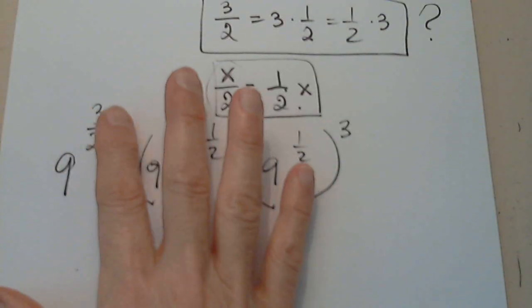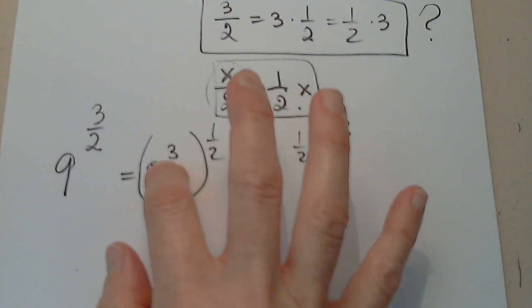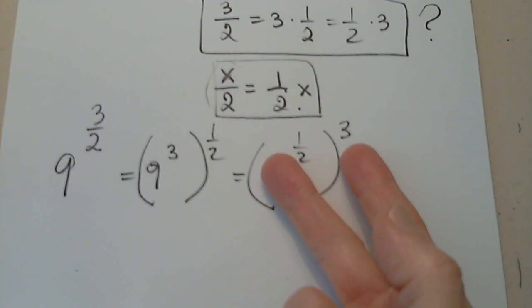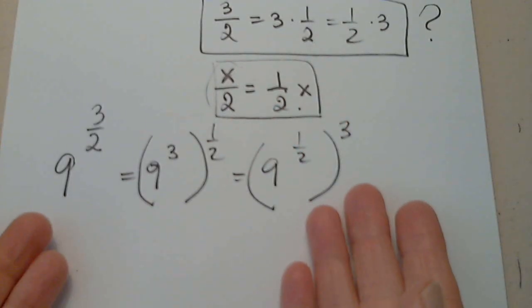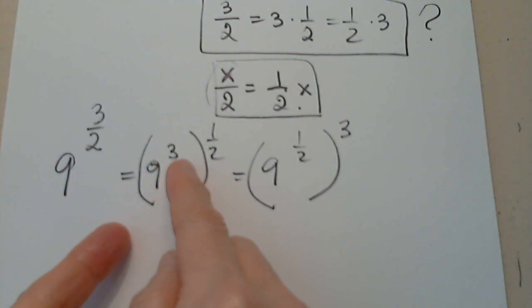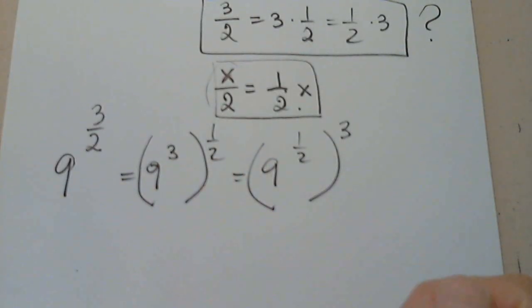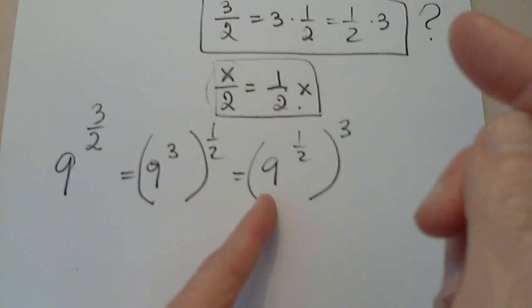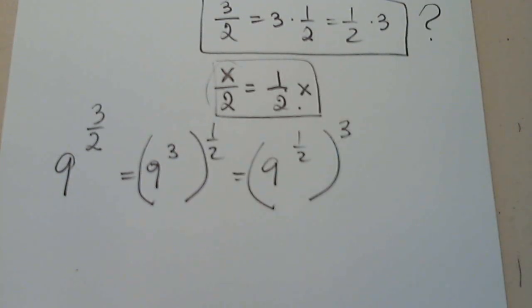So, 3 over 2 is the same as 3 times 1/2, or 1/2 times 3. Why is this important? It's because I don't want to raise 9 to the third power, which is huge, and then take the square root. I'd rather take the square root of 9, which is 3, cube 3, and get 27.